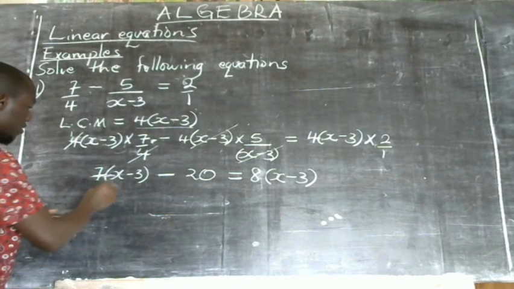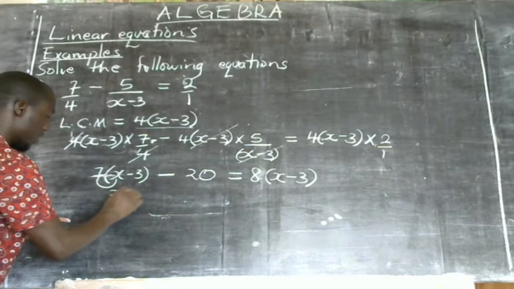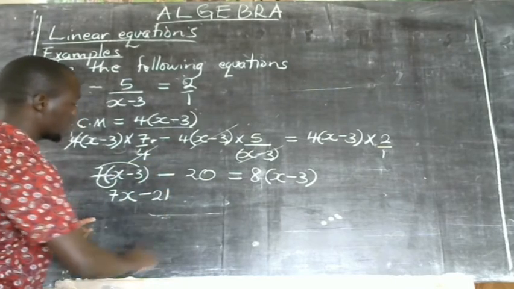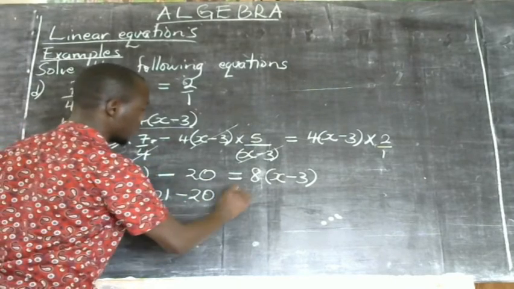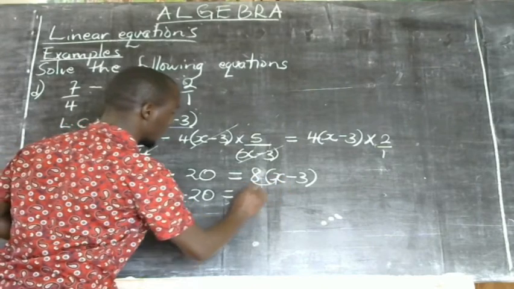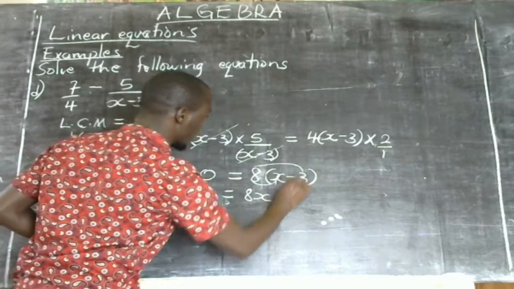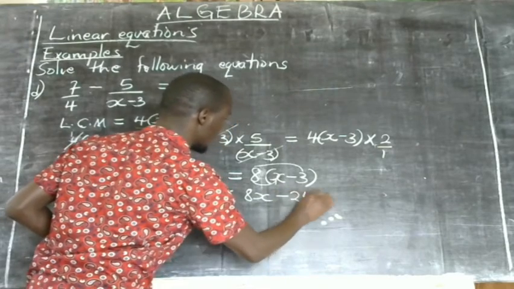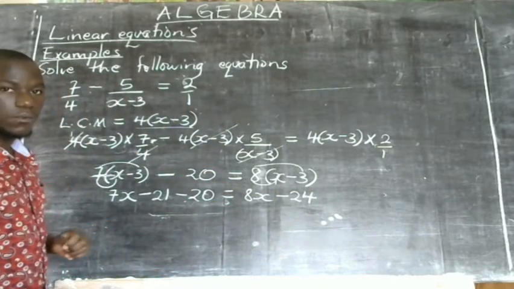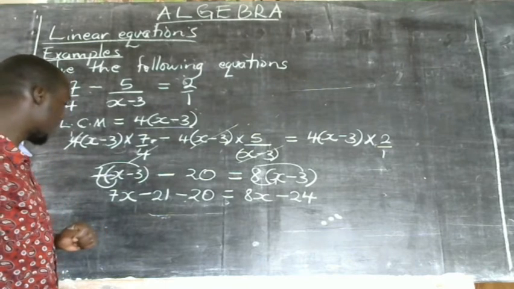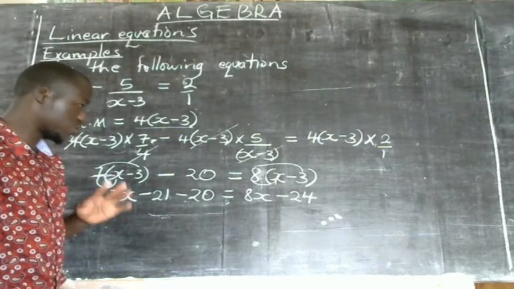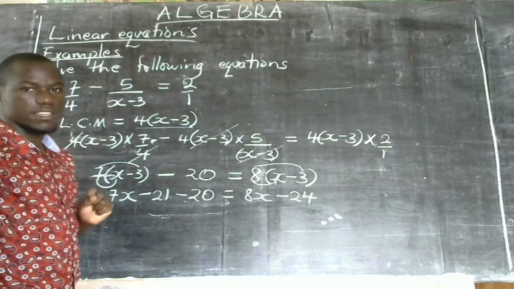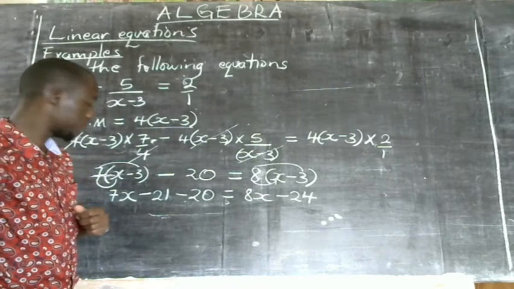Opening brackets, so 7 times x is 7x, 7 times negative 3 is minus 21, then minus 20 is equal to 8x, 8 times negative 3 there is minus 24. Now I'm going to collect like terms, that is put unknowns on one side of the equation and then the figures on the other side of the equation.